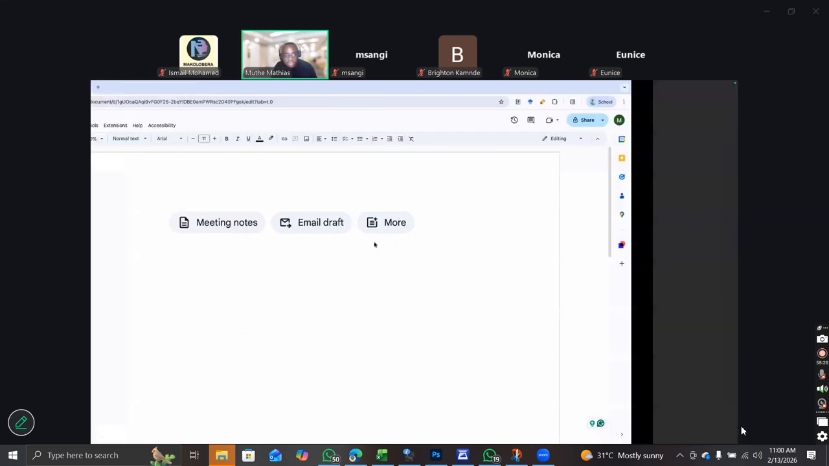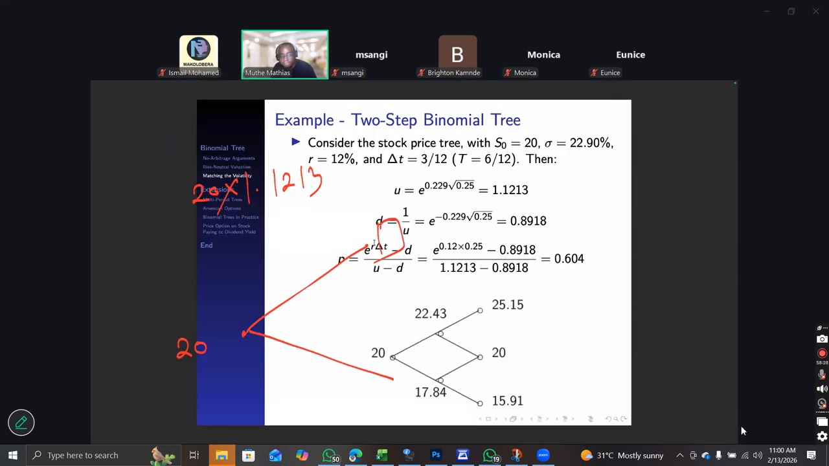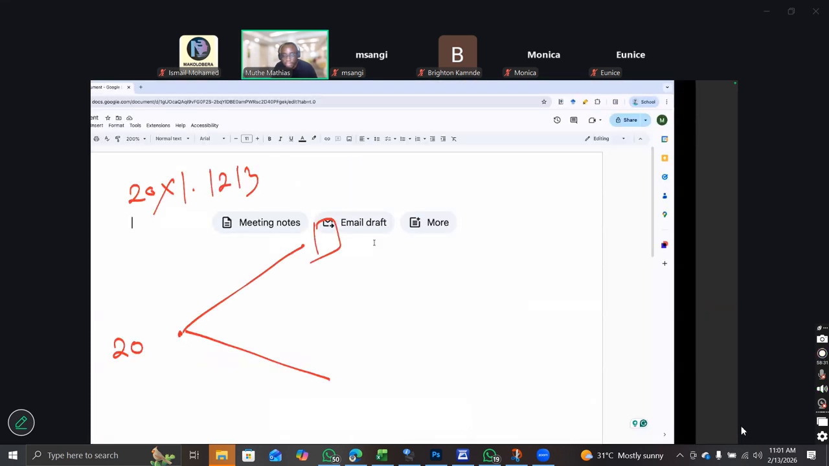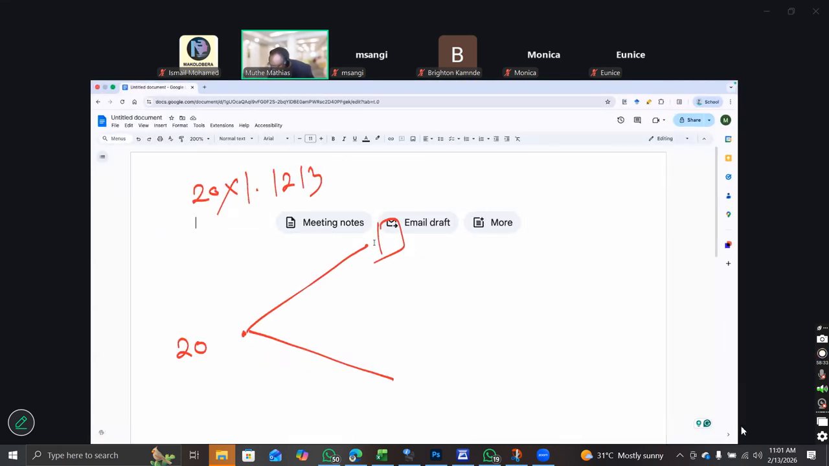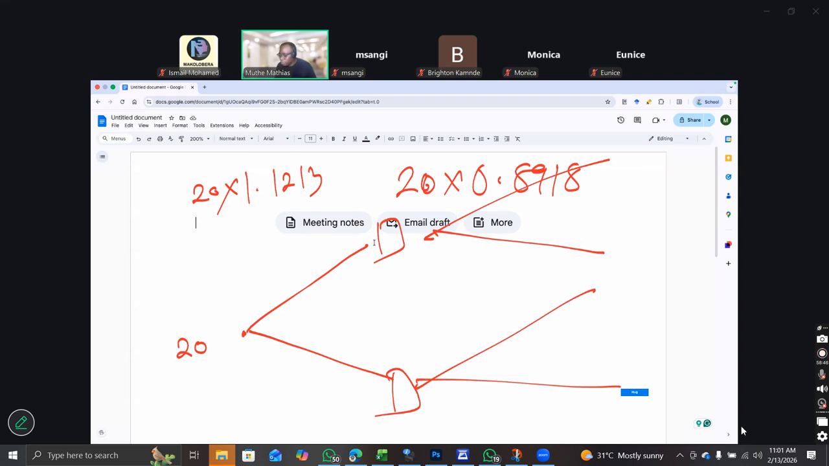What is the down factor? The down factor is 0.8918. So 20 multiplied by 0.8918 will give me the value here. So this is one period. If it is two periods, I will extend the tree here and here. Then again, for the up, I take the value which I had here, multiplied by the up factor again to get here. To get the down here, I take this value multiplied by the down factor. So it's like that. It's very, very easy to do this.